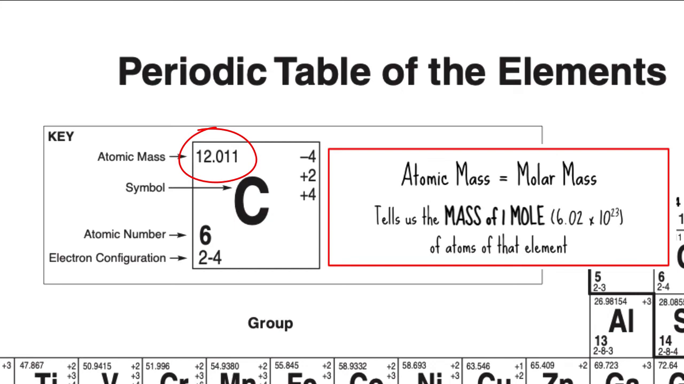Say it one more time. That upper left-hand number on the periodic table tells us the molar mass, or the mass of 1 mole of atoms of that element. So 602 hexillion carbon atoms weigh 12.011 grams.